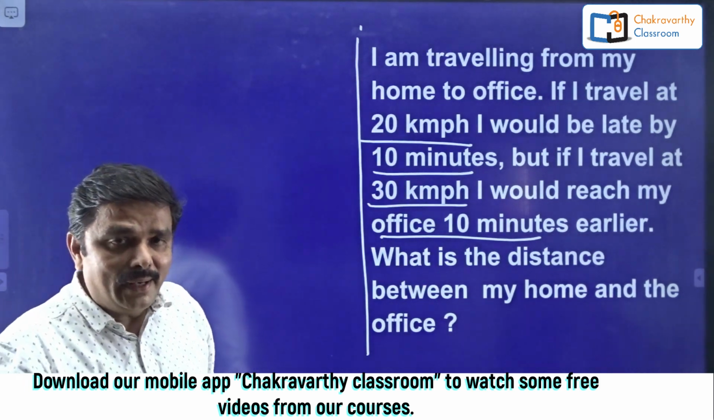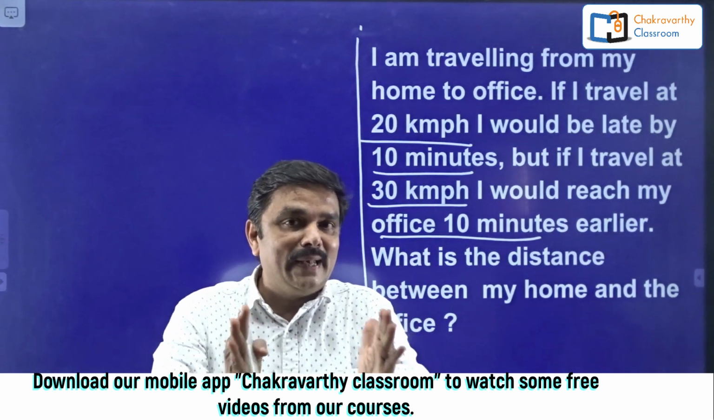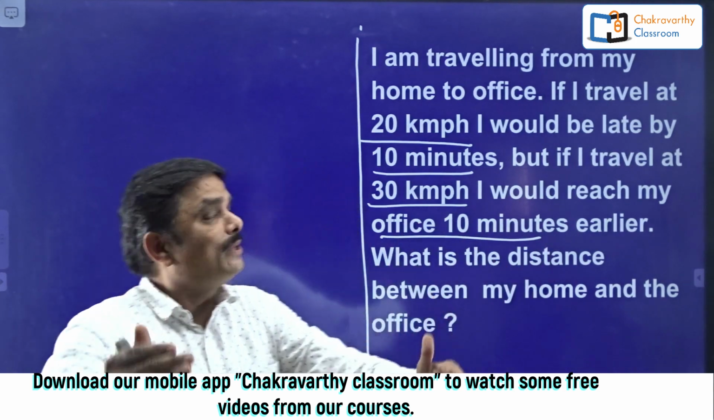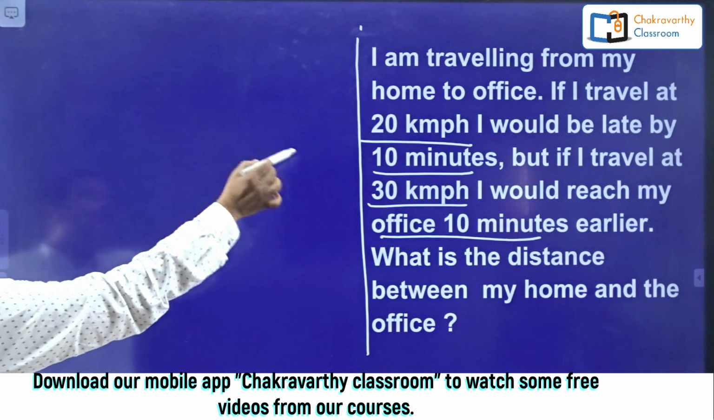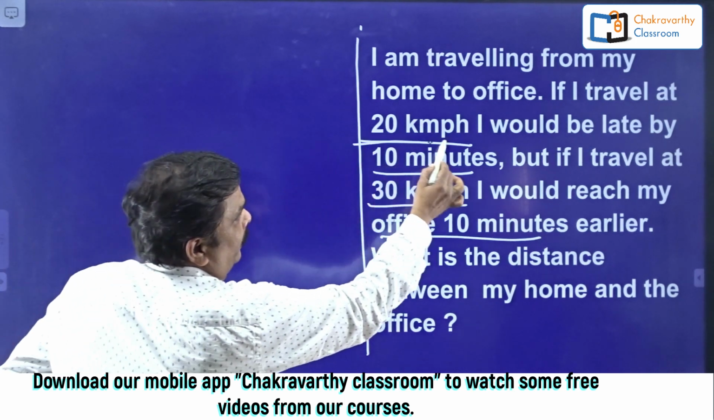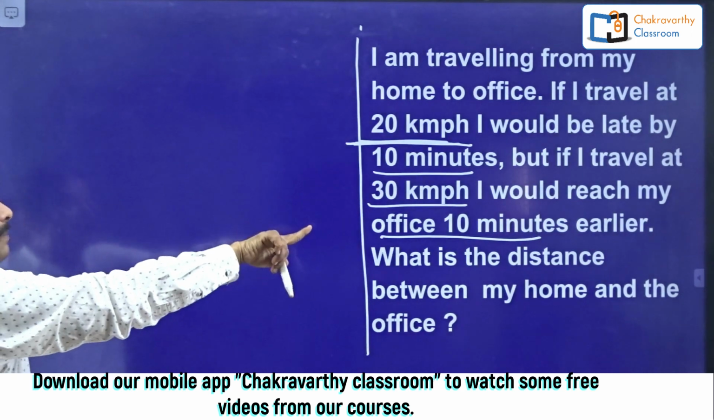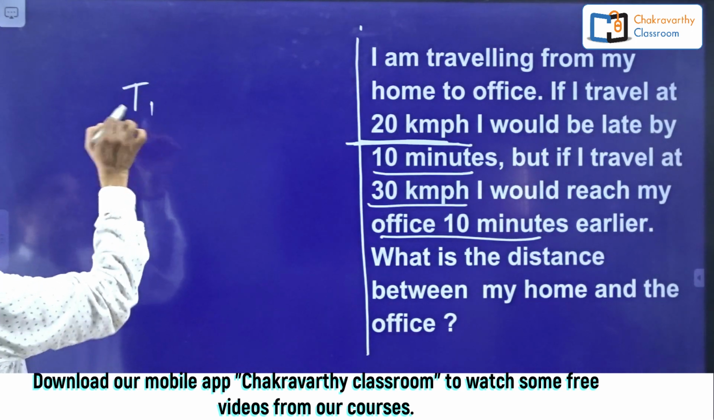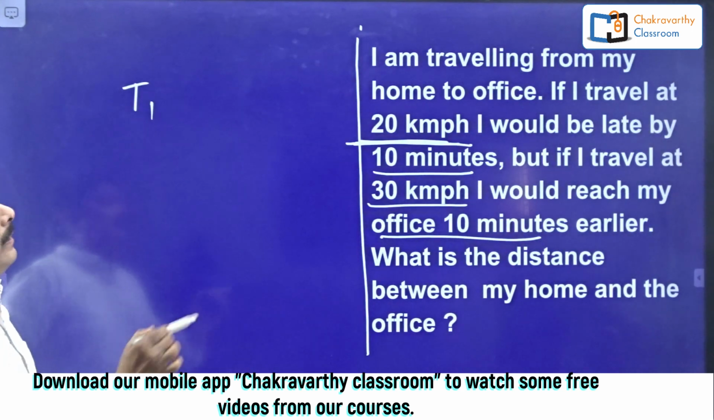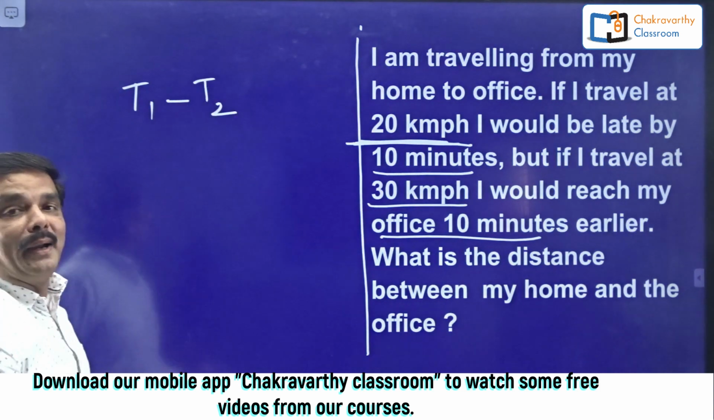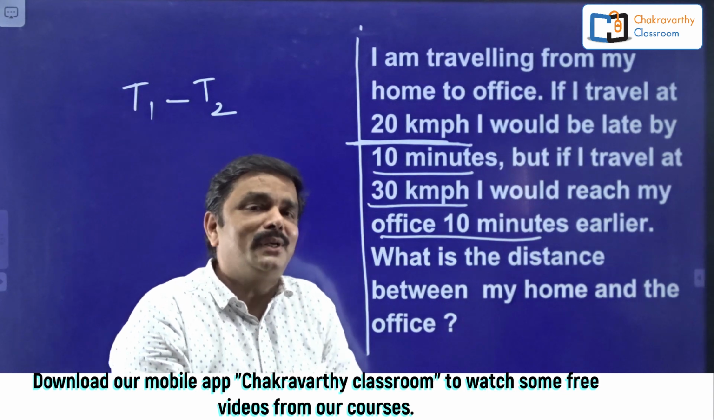Clearly, they have given that there is a difference in timing in both cases. Yes or no? I am just representing it in this way. Let us take the first timing, 20 kilometers per hour. When I am going at 20 kilometers per hour, how much time am I taking? I am taking this as T1, time 1. Time 1 minus time 2 they have given, the time difference. What is the difference, you tell me?